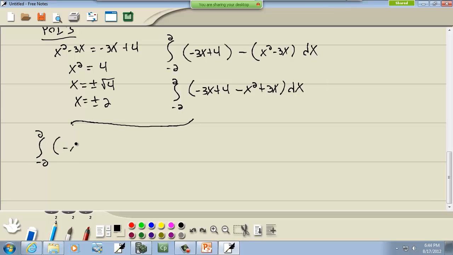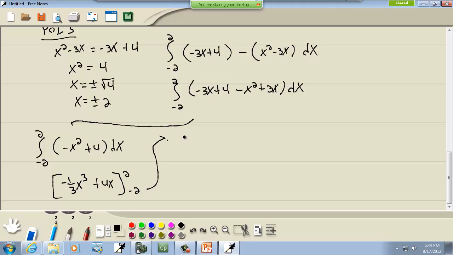Which gives us negative x squared, negative 3x plus 3x cancels, plus 4 dx. You could use some symmetry here. Negative x squared plus 4. This is an even function, so we could actually look at it from 0 to 2 and multiply it by 2. But let's pretend I don't see that. We'll add 1 to our power, divide by our new power. And then the 4 becomes 4x.